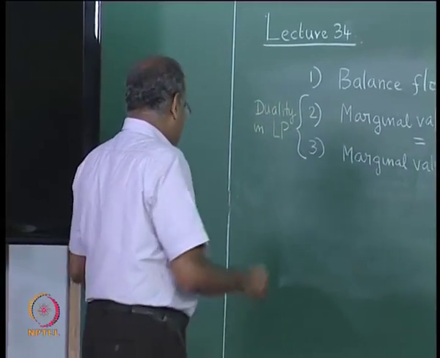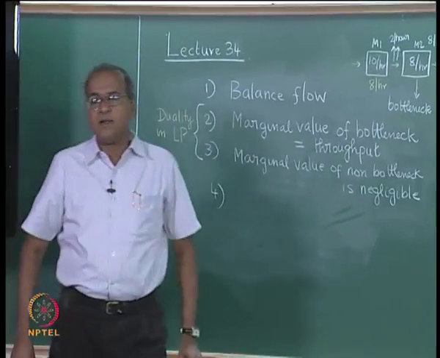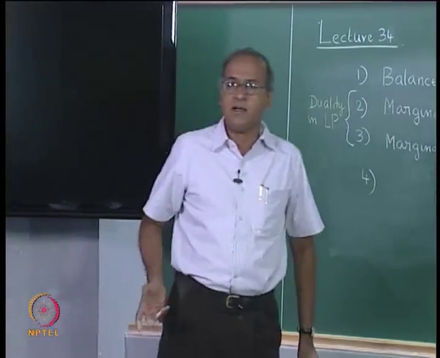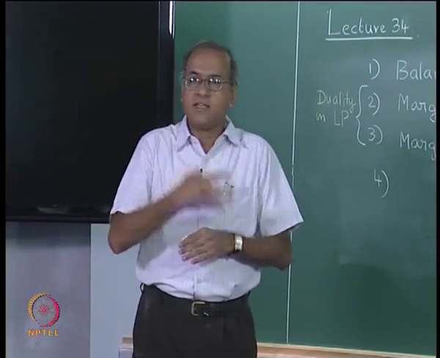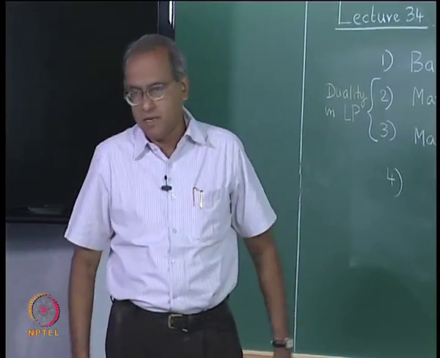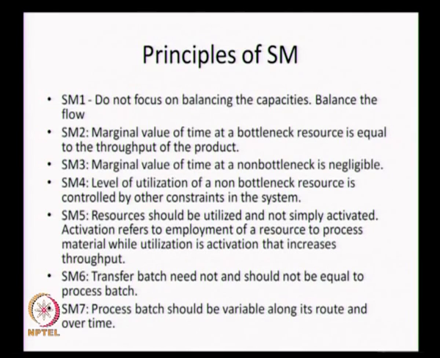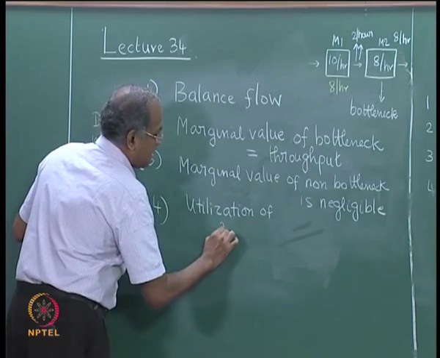So, principles 2 and 3 essentially talk about the duality theory in linear programming, but 2 and 3 have been very nicely defined in the context of manufacturing to understand the role of utilization versus marginal value. Now, SM4: level of utilization of a non-bottleneck is controlled by other constraints in the system. So, 4 talks about utilization of non-bottleneck.